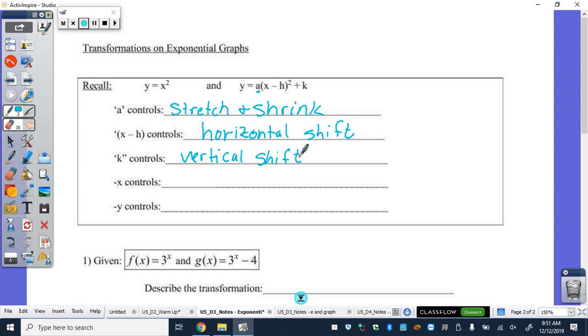If the x is made negative, what does that reflect over? The y. And then if the y is made negative, that reflects over the x-axis. So again, same rules as what we did last time. Nothing has changed except for the type of function we're going to be looking at. We're just now going to look at our exponential functions for it.